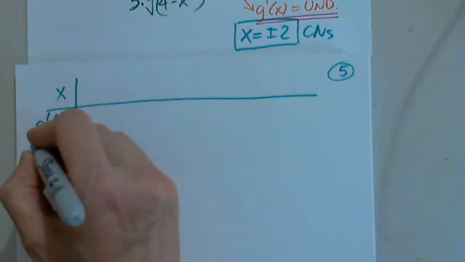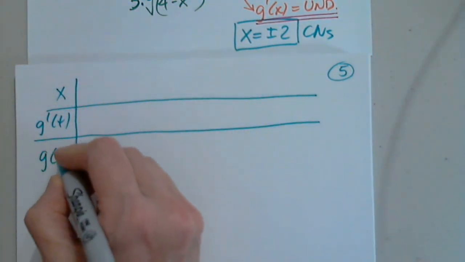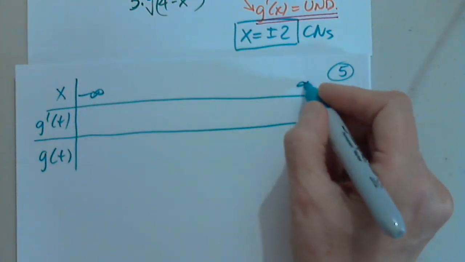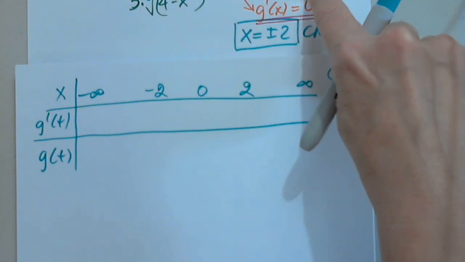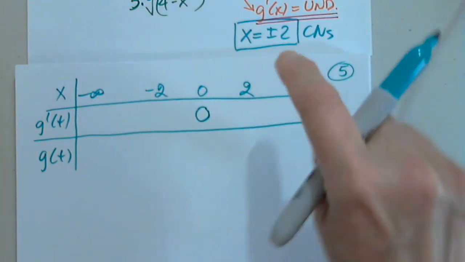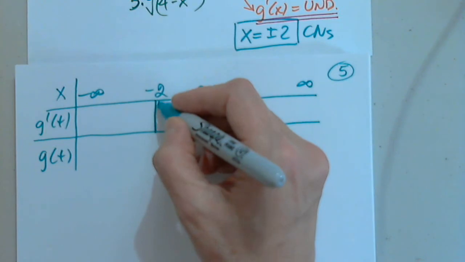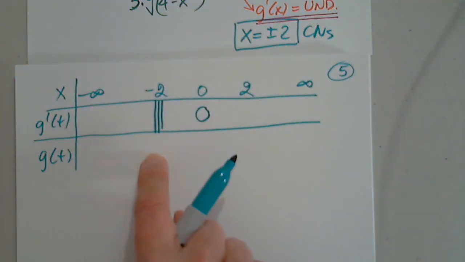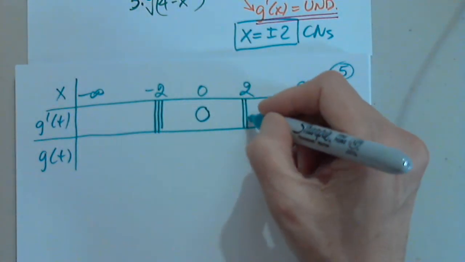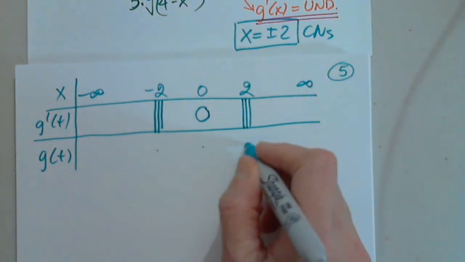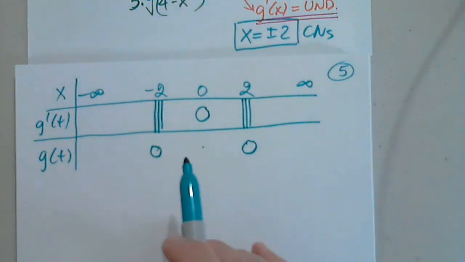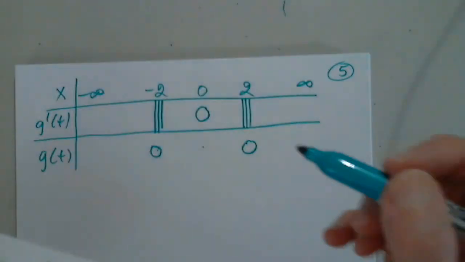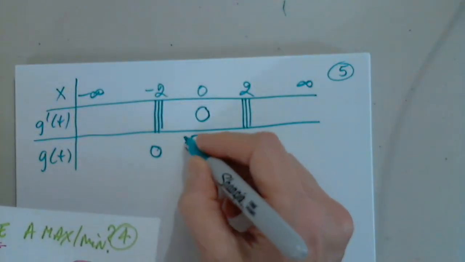So g prime of t, g of t, so this is negative infinity to infinity. We know -2, 0, and 2. At 0, the derivative is 0. At plus or minus 2, the derivative is undefined, not the function, the derivative only. And we will determine these values by plugging in. So we already determined them. This is 0 and this is 0. And when I plug in 0 in the original function, I get the cube root of 4, 1 point something.